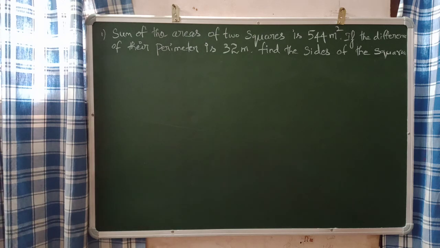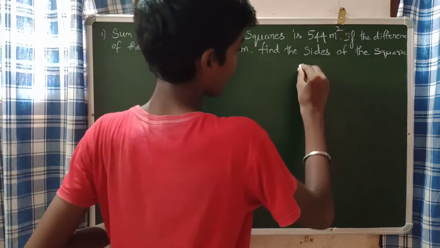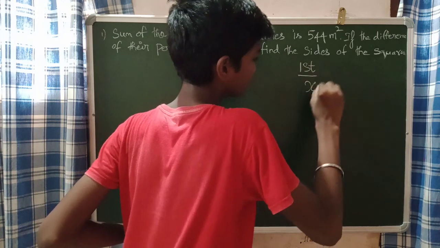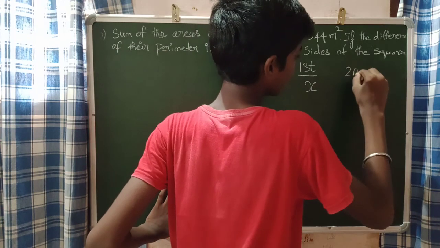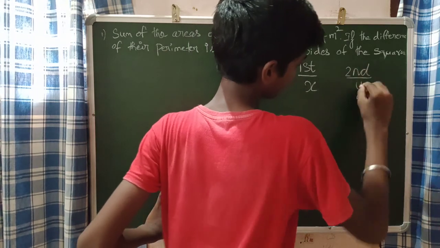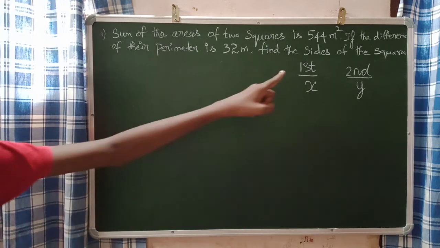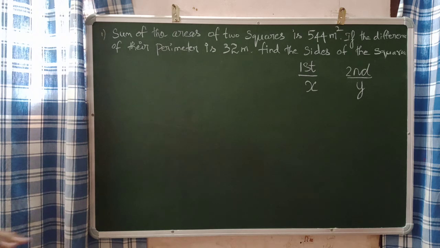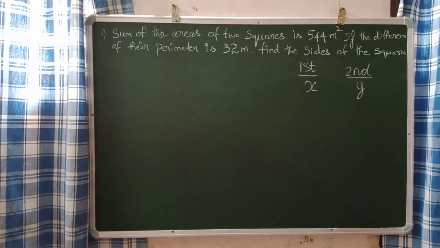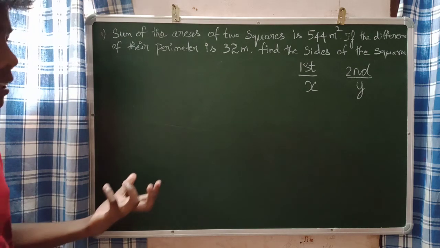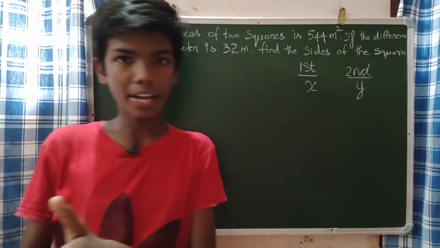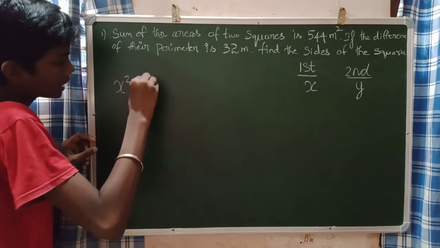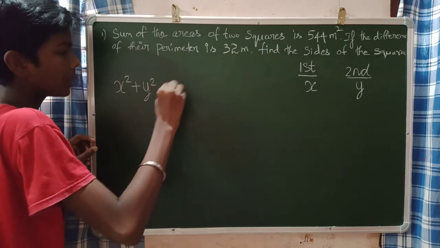So guys, let me say that the side of your first square is x and the side of the second square is y. Then they are given the sum of the areas of two squares is 544 meter square. That means the area of a square is nothing but side square. So x square plus y square is equal to 544 meter square.